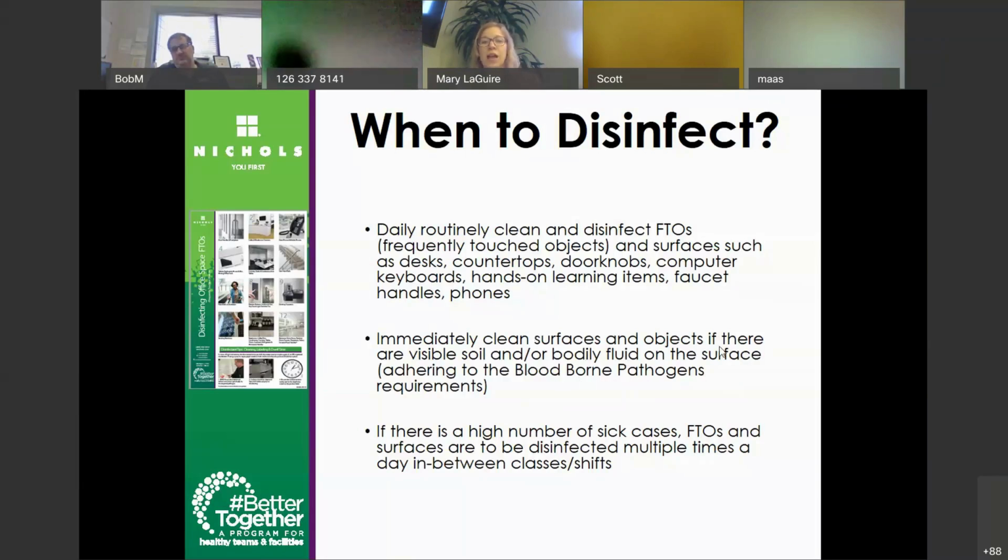Immediately clean surfaces and objects if there is visible soil or body fluid on the surface, adhering to the bloodborne pathogen requirements, so that is definitely a must.